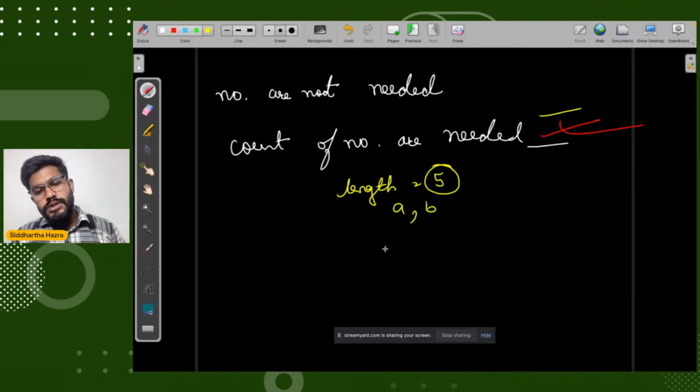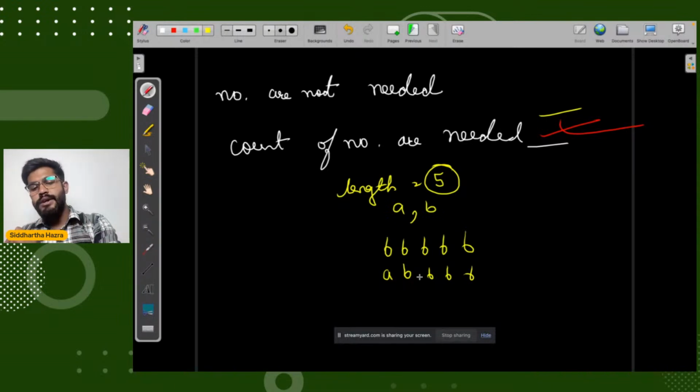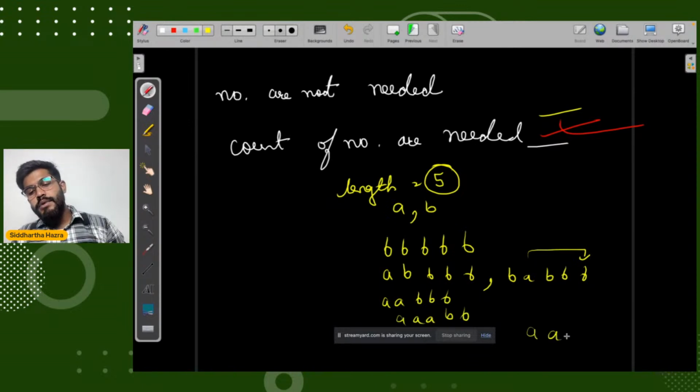Once, I can use no A's and all are B itself. And then in the next iteration, I would use only one A. And this A would go from this point, this point, this point, this point. Like it would also be B, A, B, B, B. Now again, it can be 2A and 3B. Then it can be 3A and 2B. Then it can be 4A and 1B. And then it can be all A.